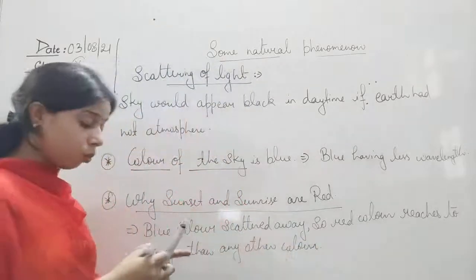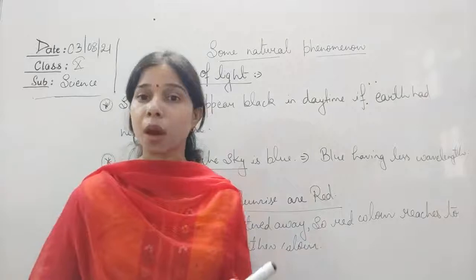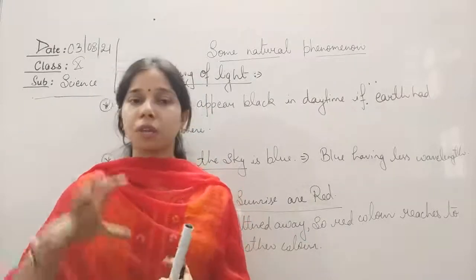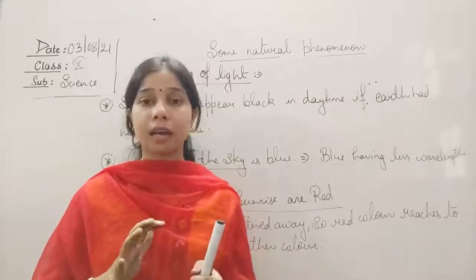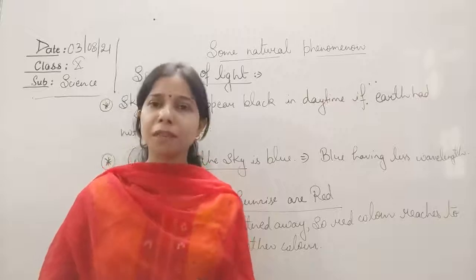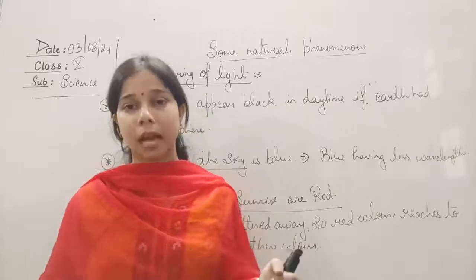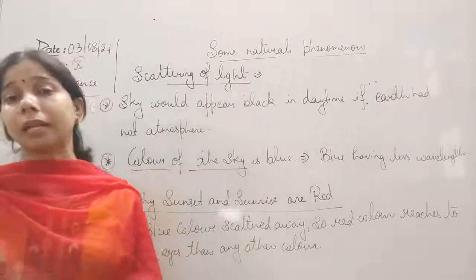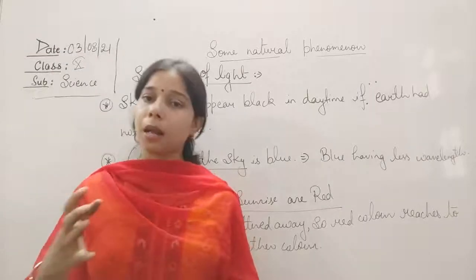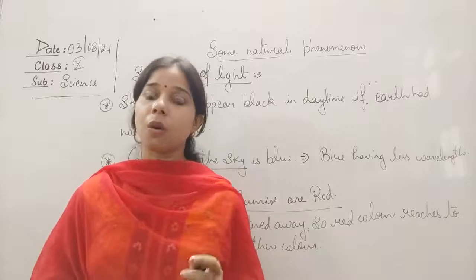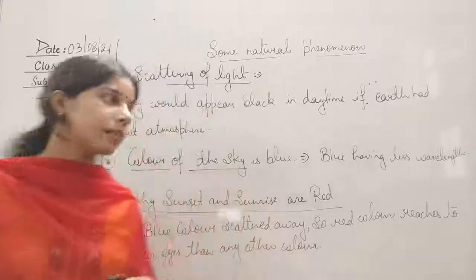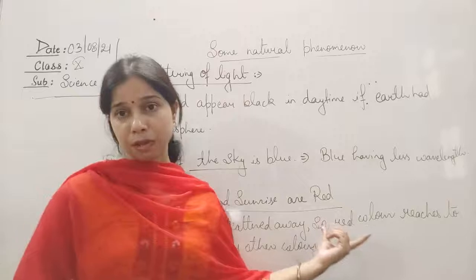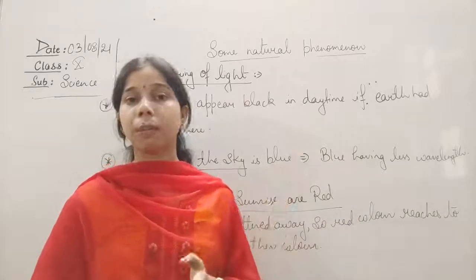Why during noon, during the afternoon, does the sun appear white? Here also it is the same thing. The sun is very close to the earth. At that time, it takes very little time for the atoms and molecules to scatter the colors, so not all of them get sufficient time to get scattered, and because of that it appears white. So during sunset or sunrise the sun appears red, and during noon it appears white.